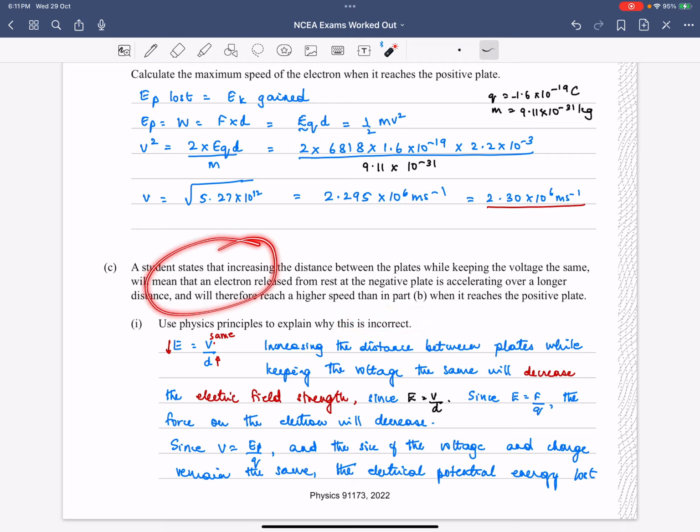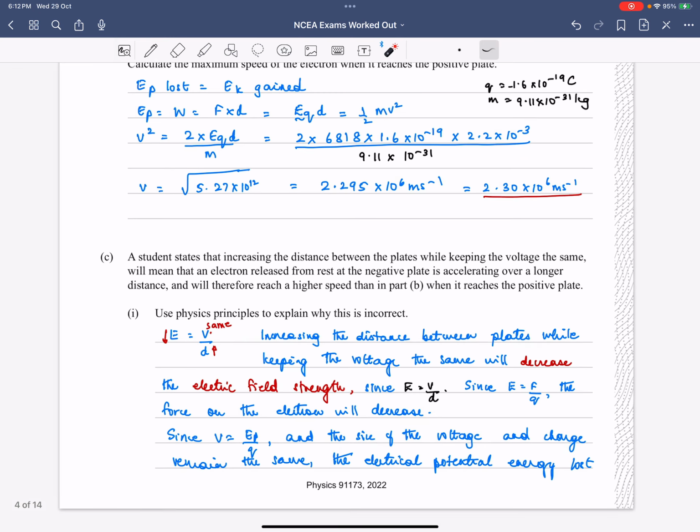When I saw this, what came to my mind is this equation: E is V over d, where E is the electric field strength. If the voltage is the same but you increase the distance, this ratio has to change, so that means your electric field strength will decrease. I put that into words. Increasing the distance between the plates while keeping the voltage the same will decrease the electric field strength. Since E equals V over d, and E is also equal to F over Q, if that decreases, then the force on a charge, or on electrons, will decrease.